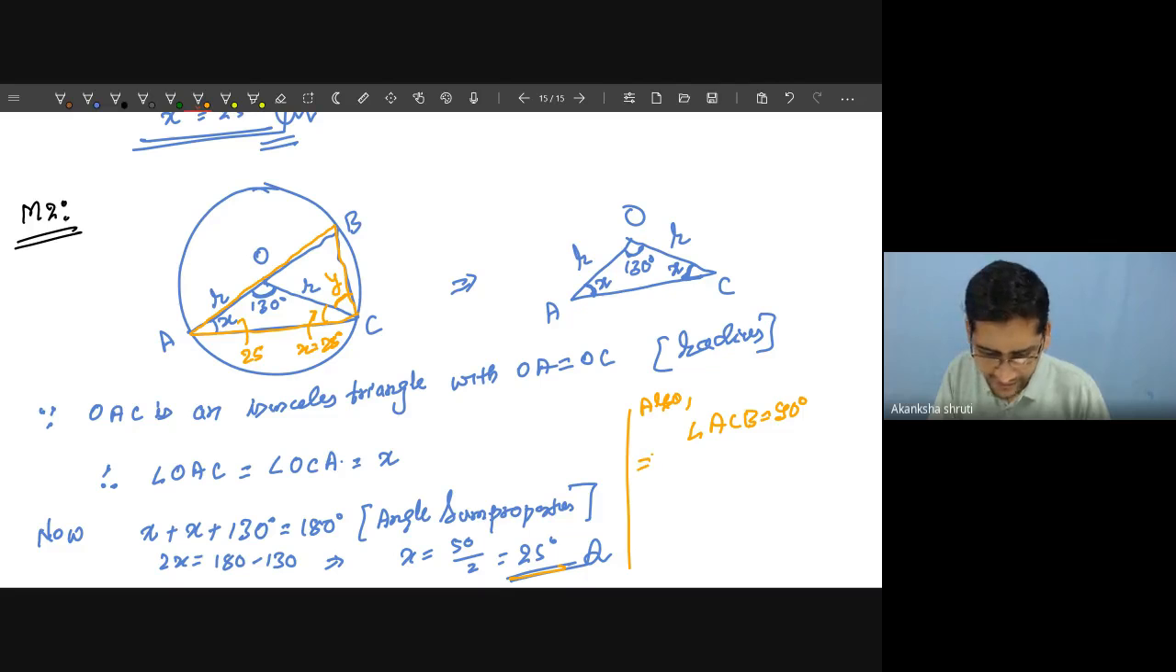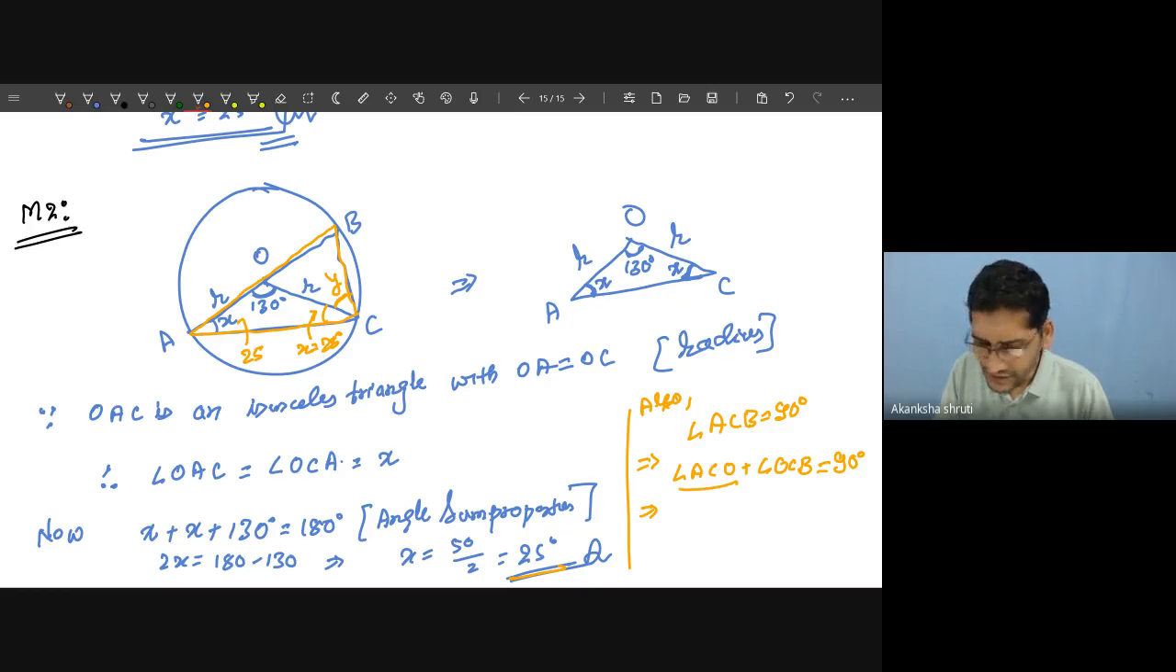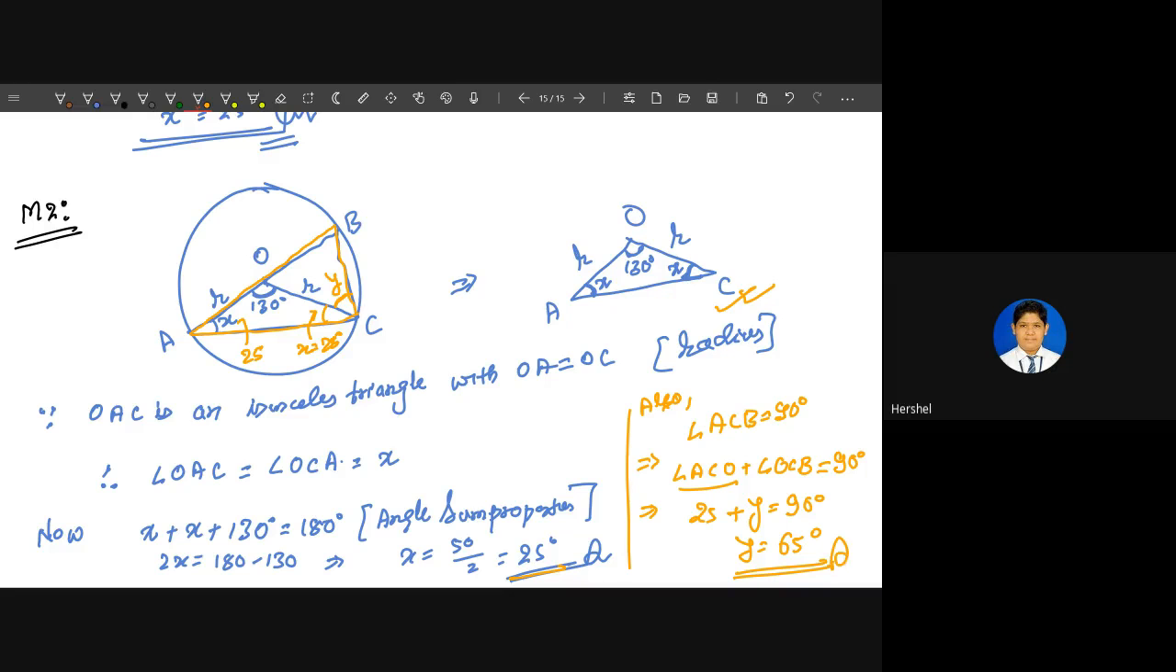So therefore here we can write angle ACO plus angle OCB is equal to 90 degree. And ACO that we have calculated is the same as angle x, because of the triangle that we have drawn here. So this angle is 25 plus 25 degree. This we are considering as the y, is equal to 90 degree. So angle y value is 90 minus 25. How much is it? 65 degree. Yes.